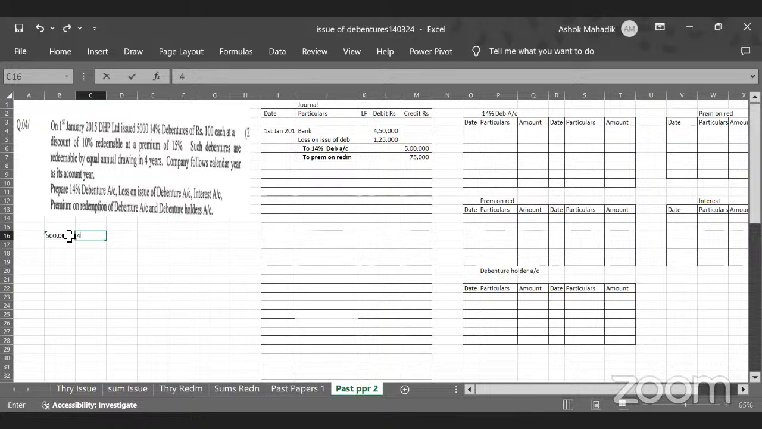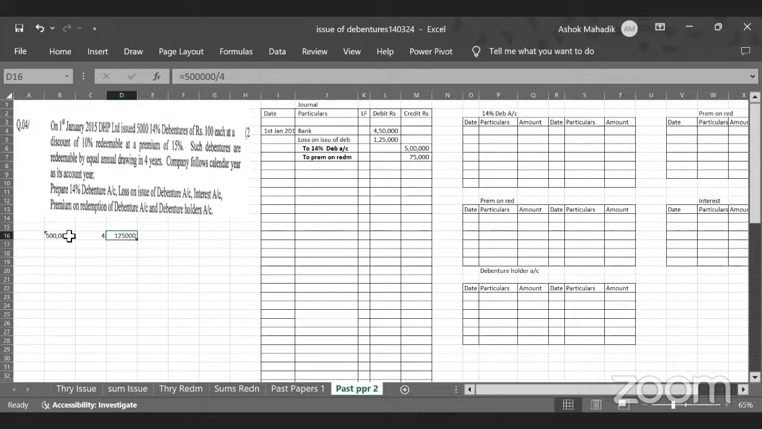And to be redeemed over 4 years. So each year, how much are we going to redeem? 5 lakhs divided by 4. So 1,25,000 worth of debentures will be redeemed every year.